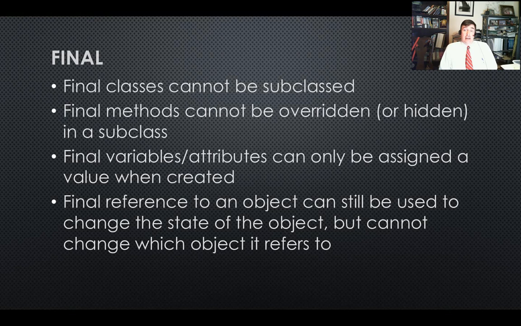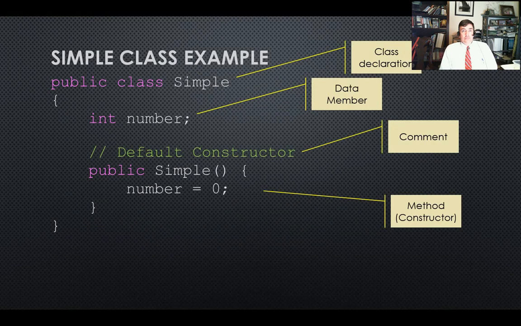The interesting thing is that if the final attribute is not a primitive type, which means it's an object reference, you can still change the state of the object, but you cannot change which object it refers to. So just keep that in mind. That's one of those caveats that you've got to keep in mind when you're doing your programming.